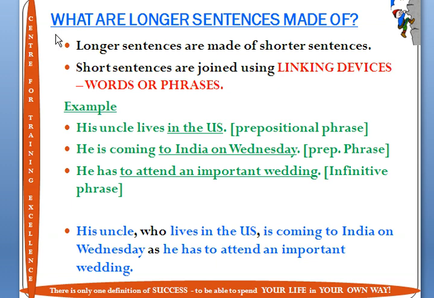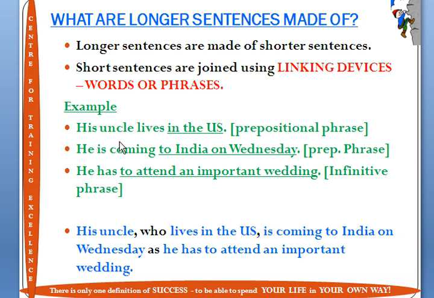So, what are longer sentences made of? Longer sentences are made of shorter sentences. Short sentences are joined using linking devices. They could be either words or phrases. Look at the example below. We have 3 short sentences.